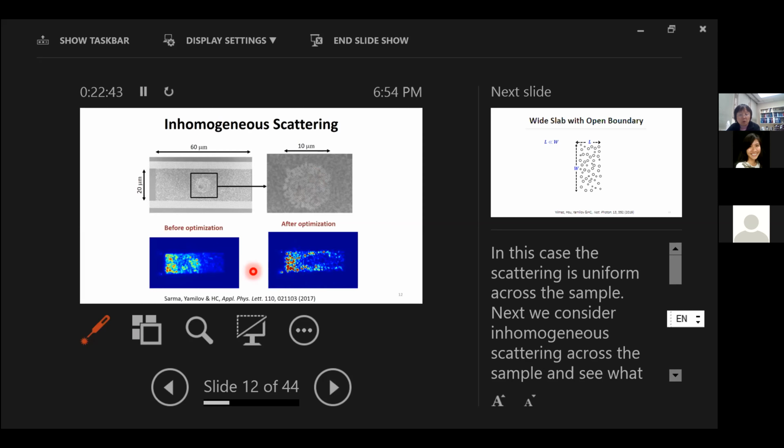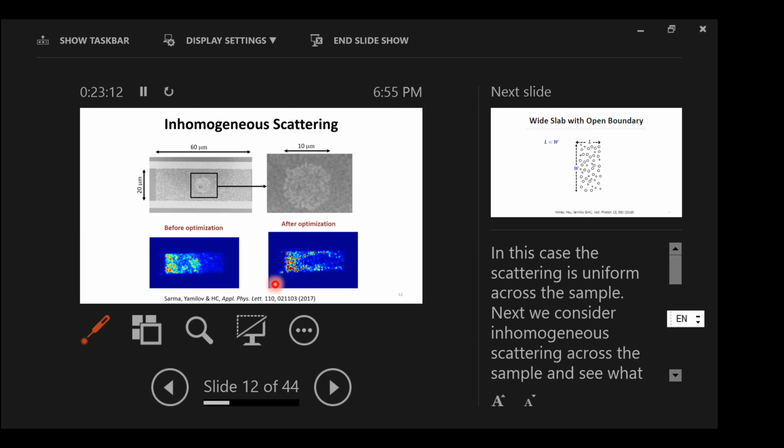This is a very strong scattering medium. The transport mean free path is less than 2 micron, so it's a highly scattered medium, and this length is about 50 micron. We can still steer the light propagation deep inside the system by controlling the input wavefront. Okay, so that is just one example to show how we can deliver light deep into the system.